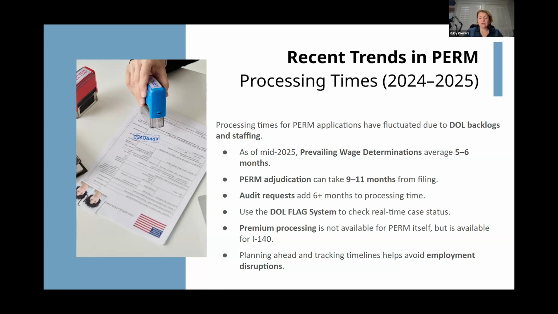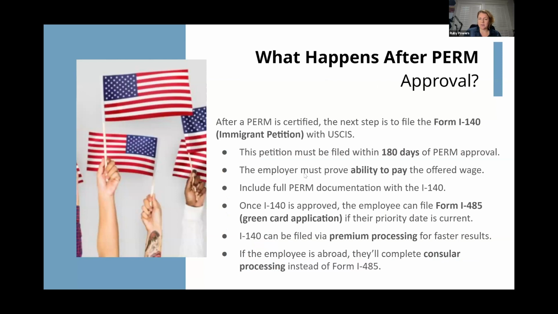There's the audit request, which could happen, it might not, but it could. Using the Department of Labor flag system to check in real time is ideal to see what's going on at that moment. Premium processing is not available for PERM itself, but it is available for the I-140, like we mentioned. And planning ahead and tracking timelines can help avoid employment disruptions. Now, what happens after the PERM approval?